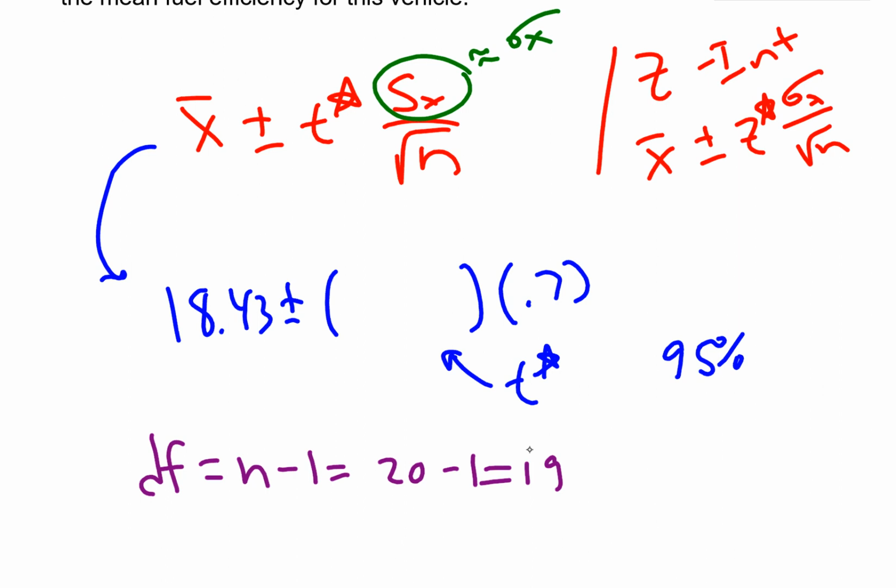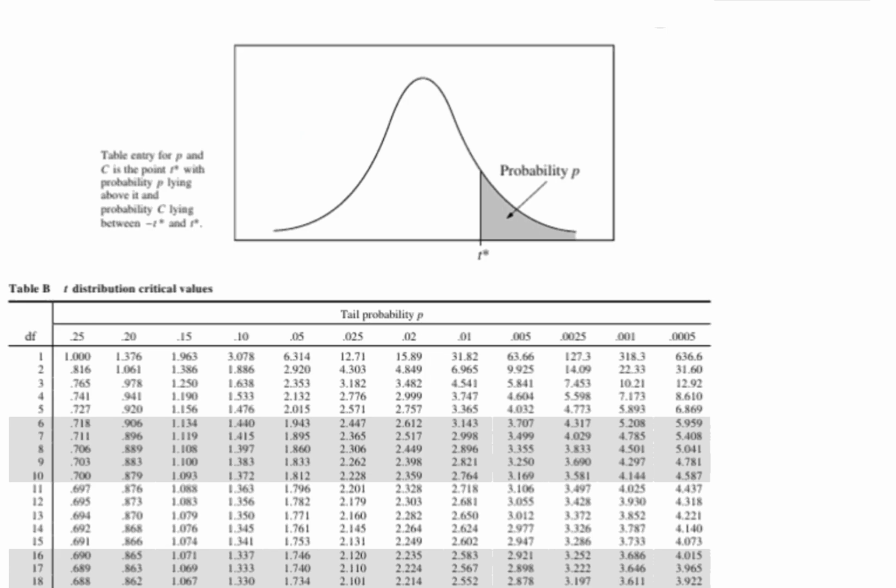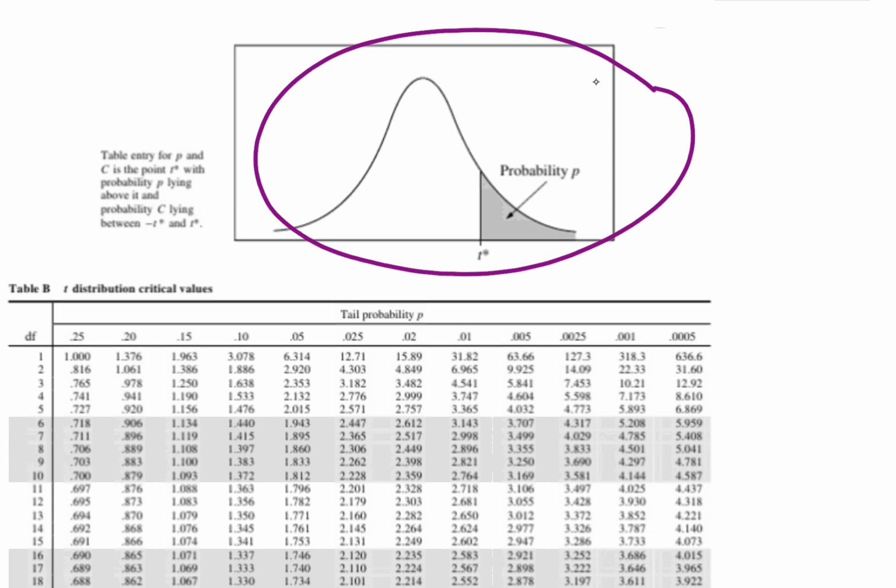And it turns out there's a nifty little chart you can use, which is provided for you on the AP exam, to help you find t star. So here's what the chart looks like. It looks something like this. You have a t distribution on top. You can see it up here. It looks like the normal distribution.